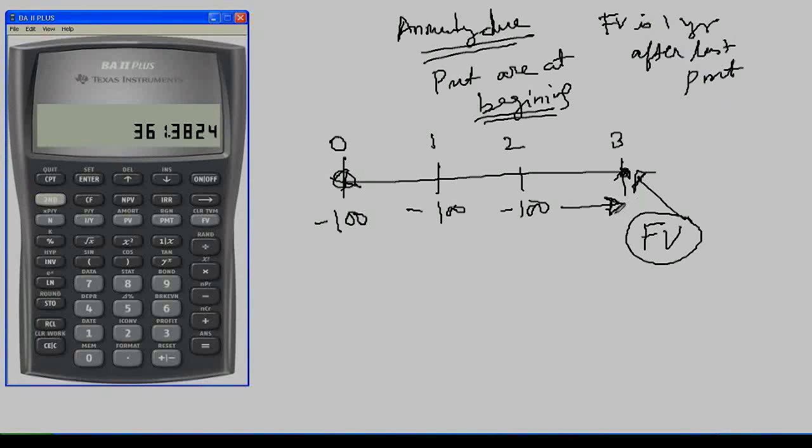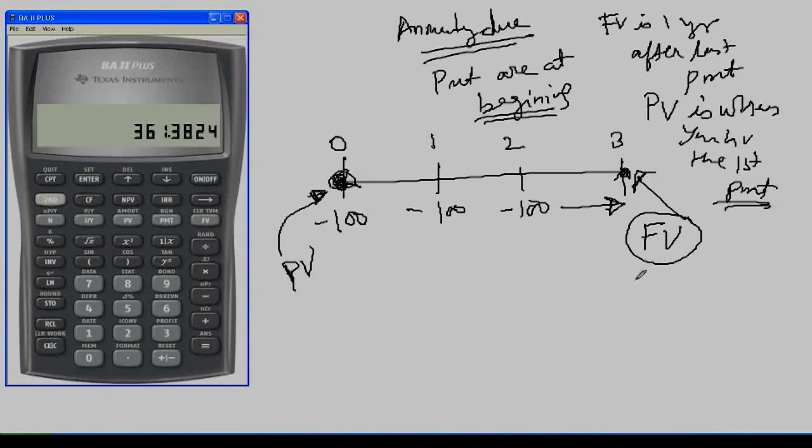Where is PV? Can I say PV is over here? No, I am not asked the value. So PV is over here. PV is coinciding with the first payment. So PV is when you have the first payment, right? Is this clear? PV will always be at T equal to 0, FV will always be at T equal to 3.